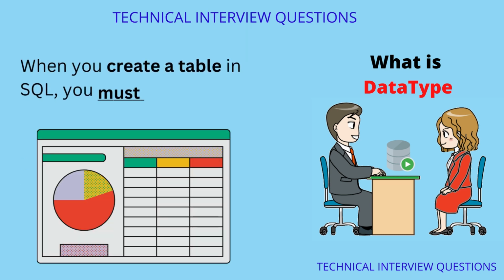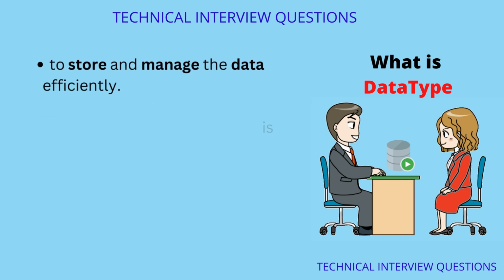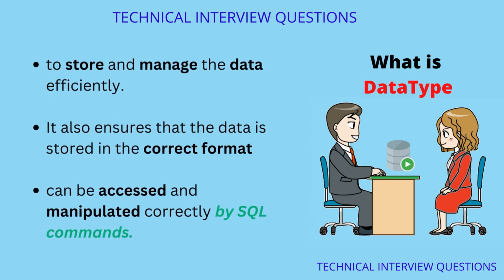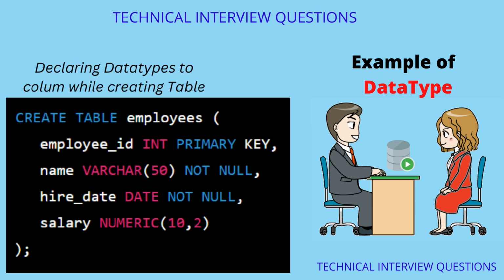When you create a table in SQL, you must specify the data type for each column. This helps the database system to store and manage the data efficiently. It also ensures that the data is stored in the correct format and can be accessed and manipulated correctly by SQL commands. Here's an example of how you can specify the data type for a column in a table.